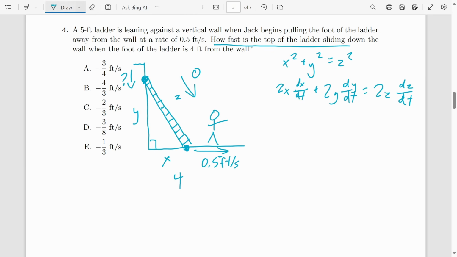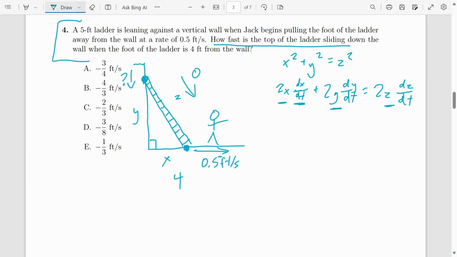And the cool thing is that these other variables here, x, y, z, and dx and dz over dt, are either given to us in the original problem, or we can figure them out on our own. So once we have all of the other variables, we'll only have one variable left, which is dy over dt, and we just solve for it, and that'll be our answer.